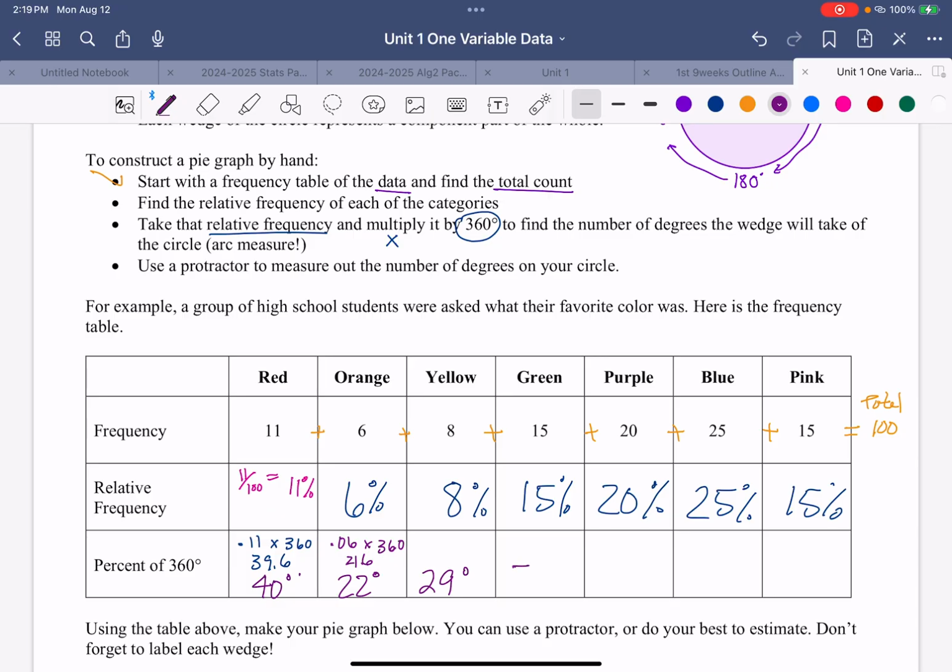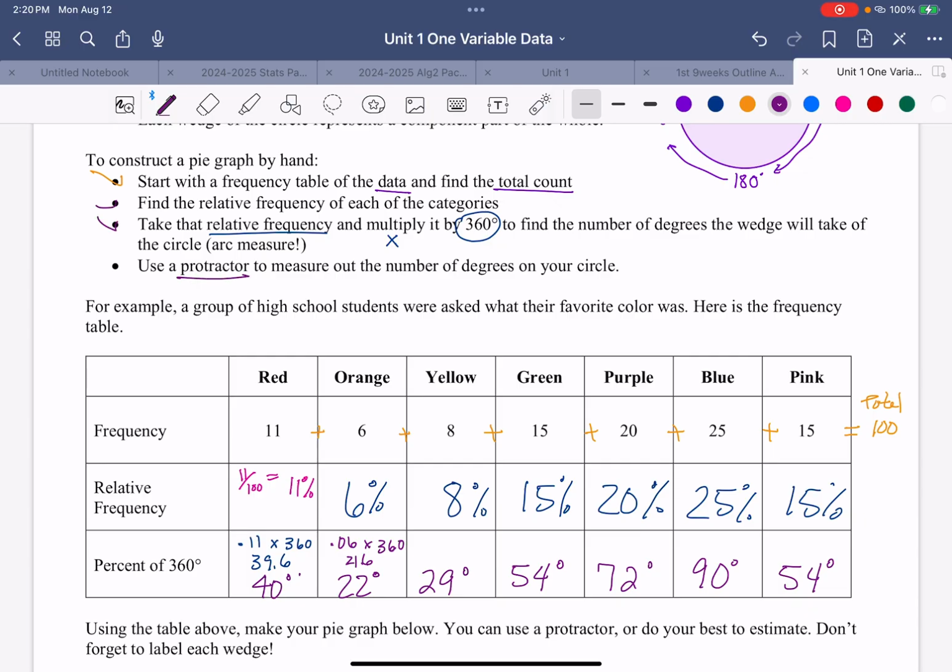15% is going to give me 54 degrees. 20% is going to give me 72 degrees. 25% is going to give me 90 degrees. And 15% is going to give me 54 degrees. So we're going to be able to use a protractor, right? So we're going to get this one done.